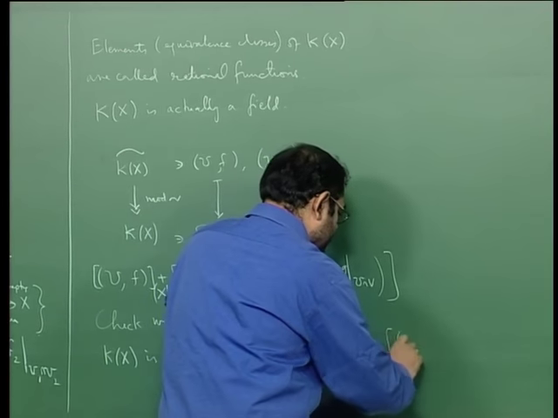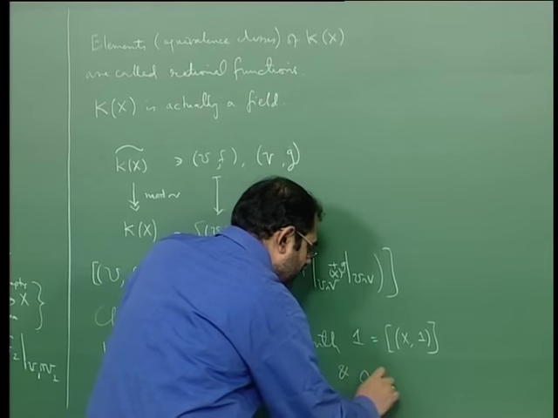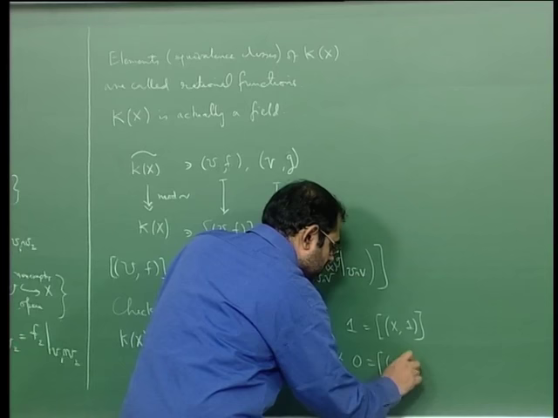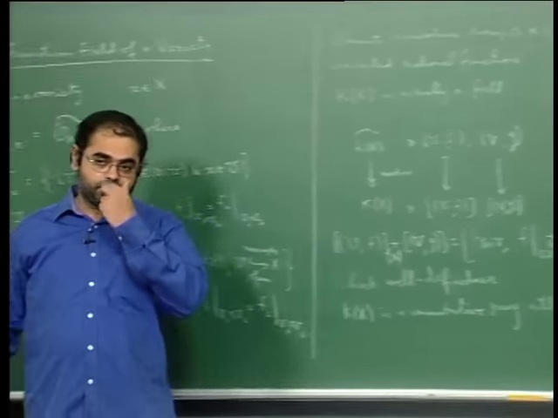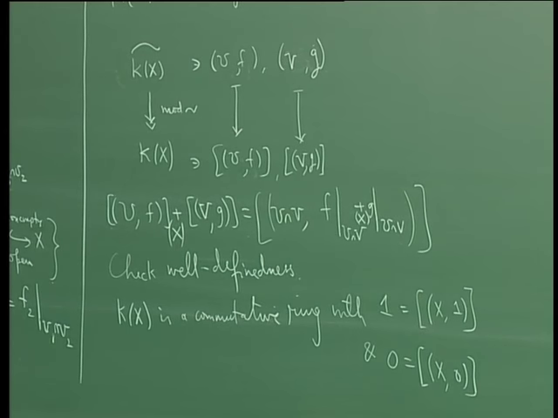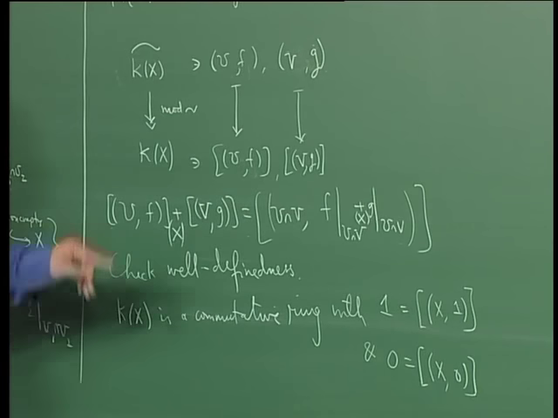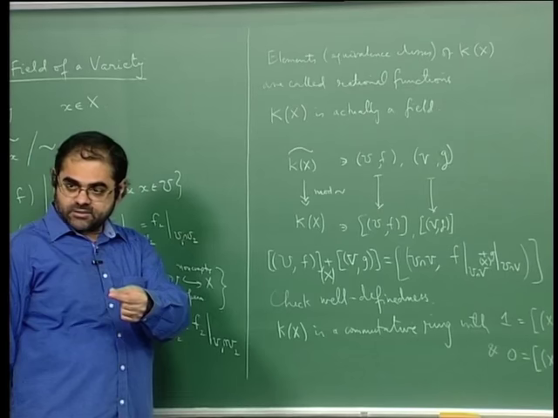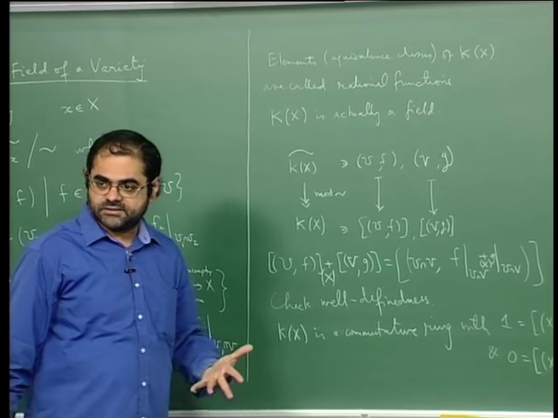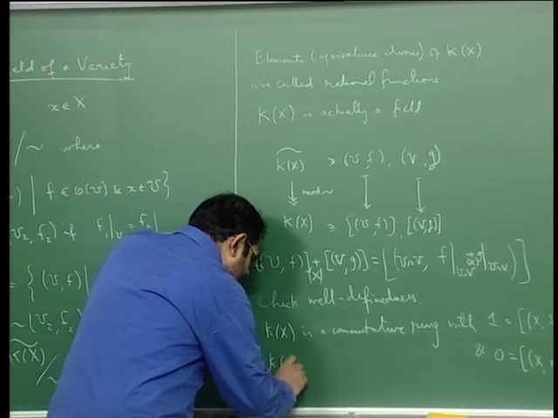with one being given by the pair x comma constant function 1 and the 0 element given by the pair x comma constant function 0. Okay, so it will be a commutative ring with unity and with this as the 0 element. All right, and in fact not only that, it will be a k algebra, because a regular function multiplied by a scalar is also a regular function, because scalars are of course regular functions, they are thought of as constant regular functions. Okay, so kx is a k algebra.